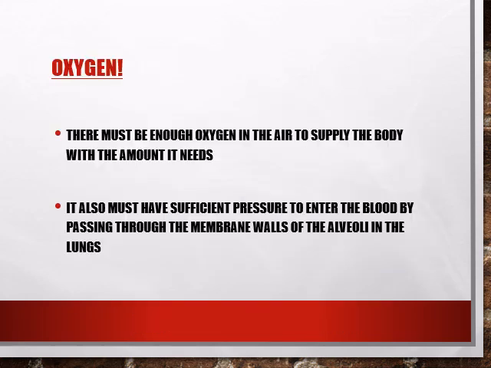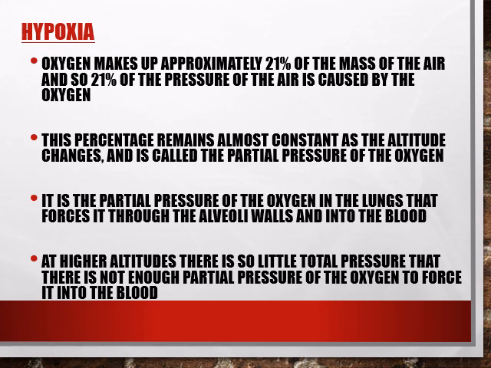For this process to work, there must be enough oxygen, and it must be under sufficient pressure to cross the alveoli membrane and enter the blood. As altitude increases, both total and oxygen pressure decrease, making supplemental oxygen necessary. Oxygen accounts for about 21% of the total atmospheric pressure. This 21% is called the partial pressure of oxygen. At higher altitudes, the total pressure drops so low that even though the oxygen percentage remains constant, its partial pressure may be too low to support life. That's when hypoxia becomes a real danger.